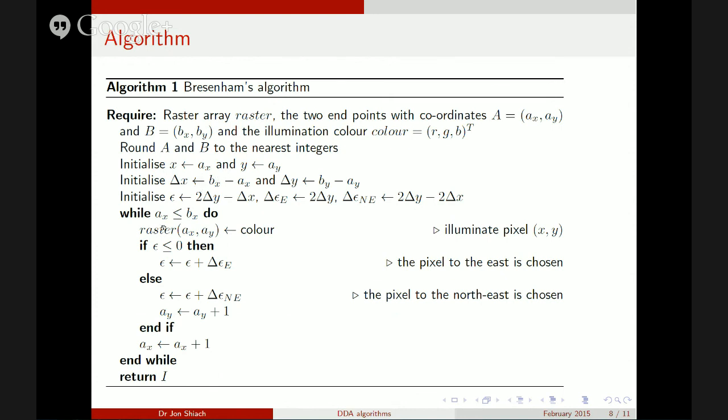So we loop across the driving axis and rasterize the current pixel. If the error is negative, you add delta epsilon e to it. Else, if the error was positive, you add delta epsilon northeast to it, and you add 1 to y, because you've chosen the next pixel up. And you just add 1 to your x coordinate. Once you've done all these initialization routines, it's a very, very simple algorithm.